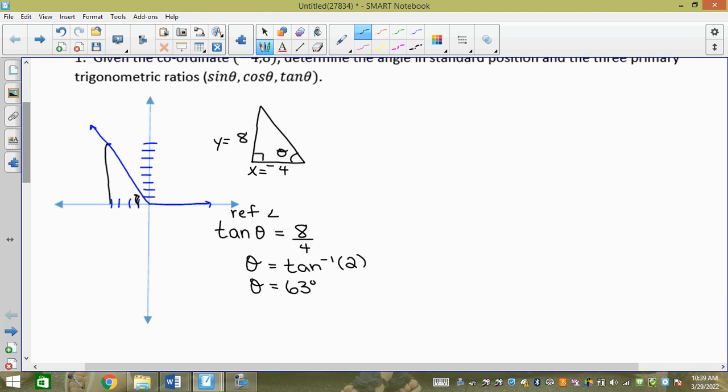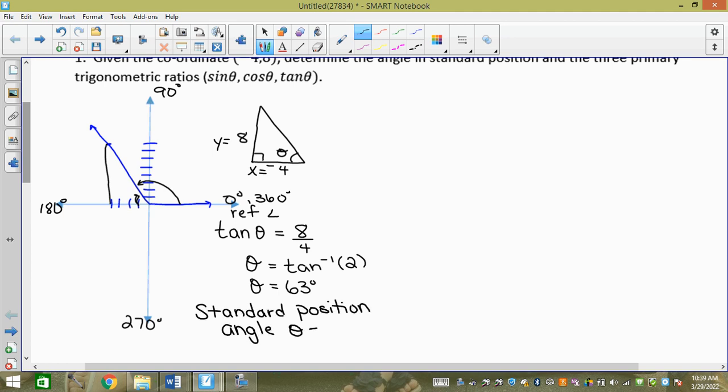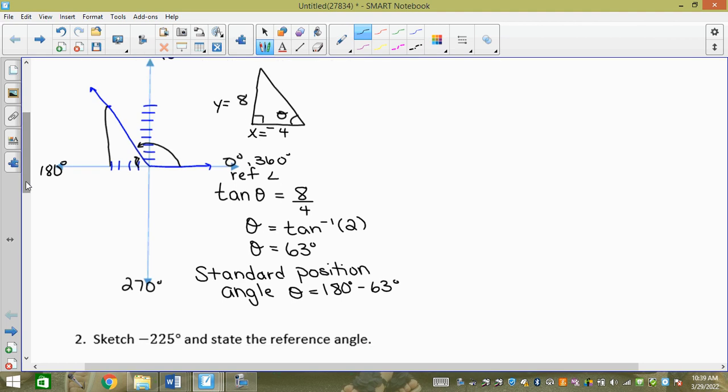From here to here. Well, I want the standard position angle, so I want from here to here. How do I get it? 180 minus 63, exactly. So my standard position, quiet please. The standard position angle is going to be theta equals 180 minus 63 degrees. Make sure you have degree symbols. Remember, if you don't have degree symbols, you have radian measure and you don't even know what that is. So that's a problem. 180 minus 63 is 117.